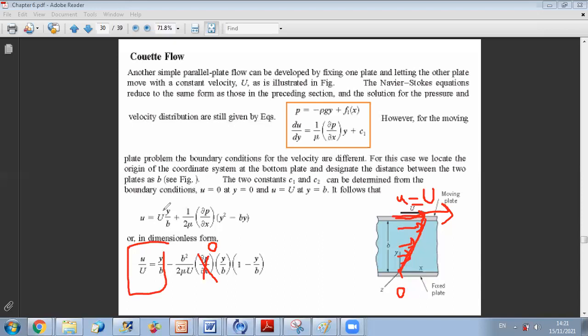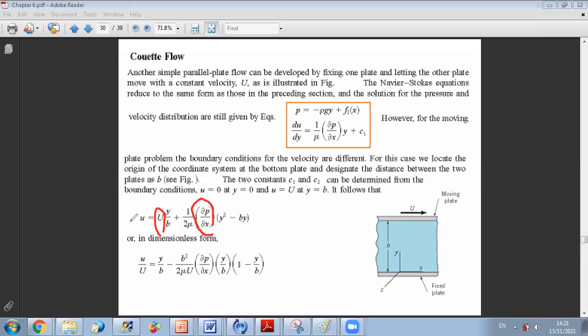Because if big U is 0, if you don't impose motion on the upper plate, you will end up with the first relation we got before, that velocity will be due just to pressure gradient. And if you have both, if you have U and del P by del x, if you impose a certain pressure gradient, then the total velocity will be a combination of both.